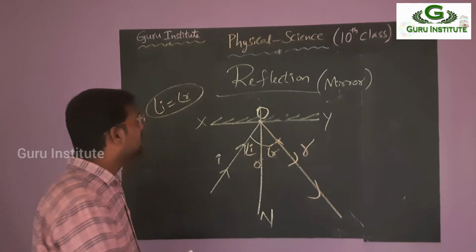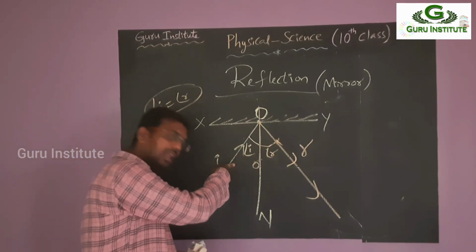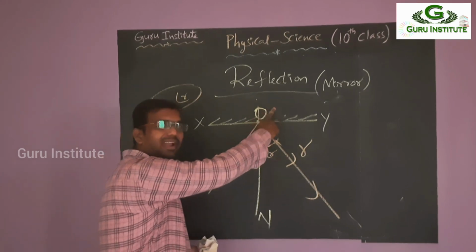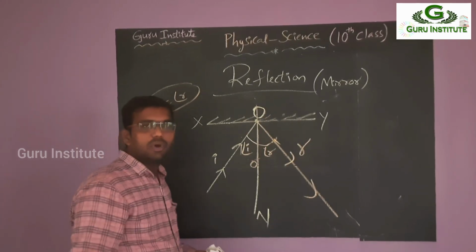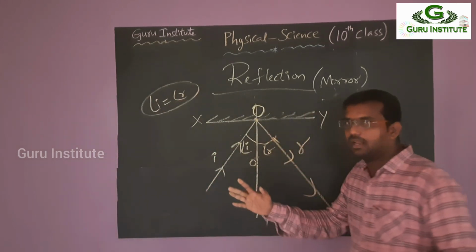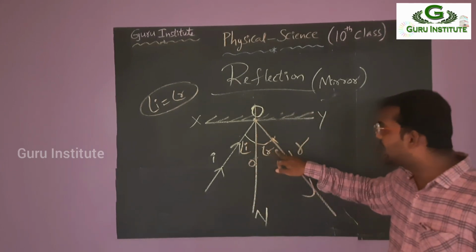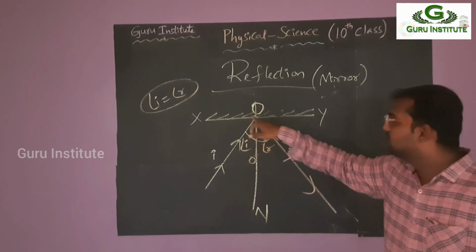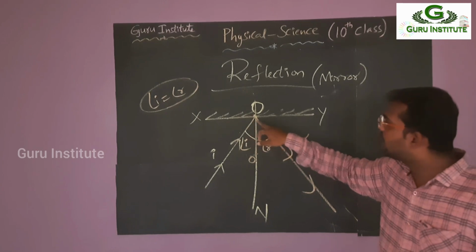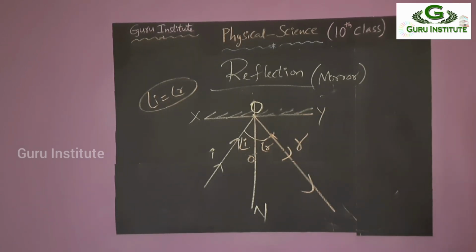What is the first step? You have to take the plane XY, then take the incident line, then the incident point. Again draw the normal, then measure the angle I, and take the same equal angle. Why? Because angle I is equal to angle R, we know that from the principles. So take the same angle and mark it using a protractor and join those. Then you get the clear picture of reflection.